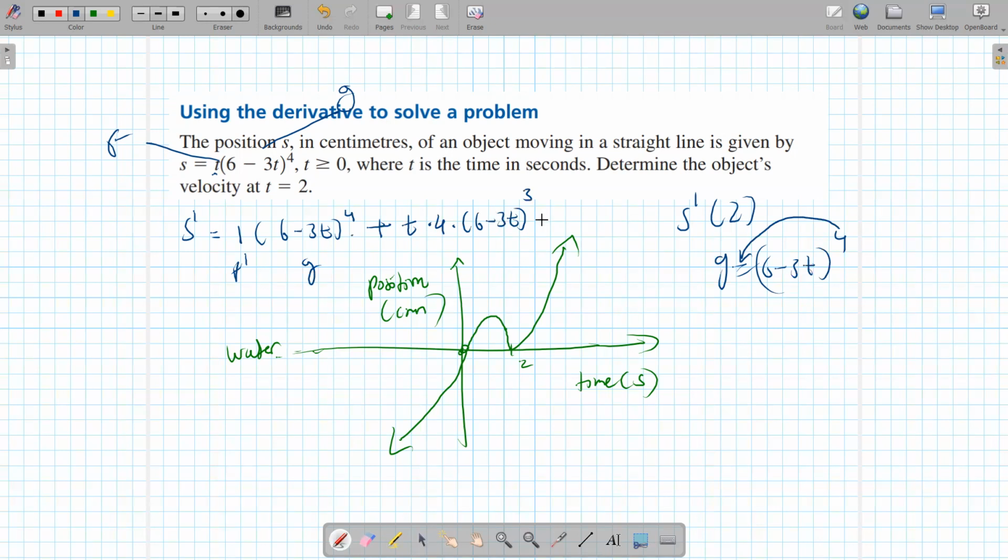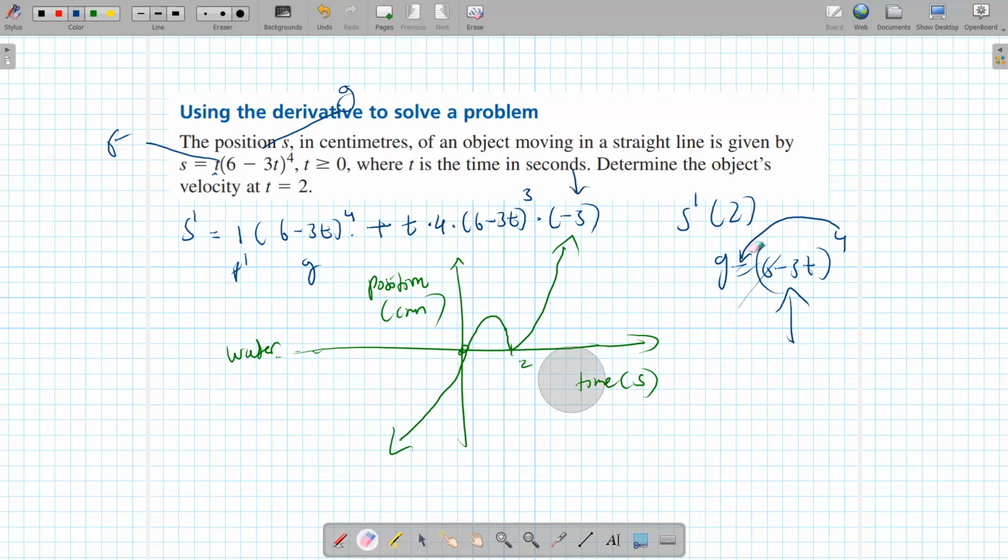But now the chain rule. What do we multiply this by? It'll be the derivative of the bracket. What's the derivative of the bracket? So the derivative of 6 is nothing, 0. The derivative of minus 3t is minus 3. So that's going to be the chain rule component. You see this minus 3. And that's our s prime.